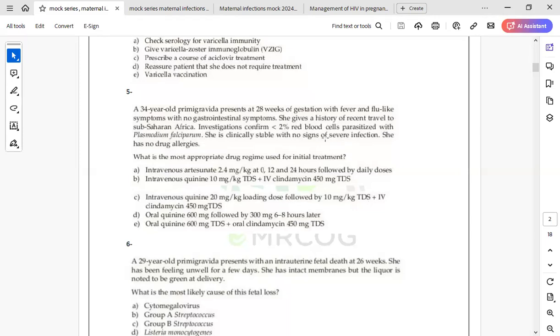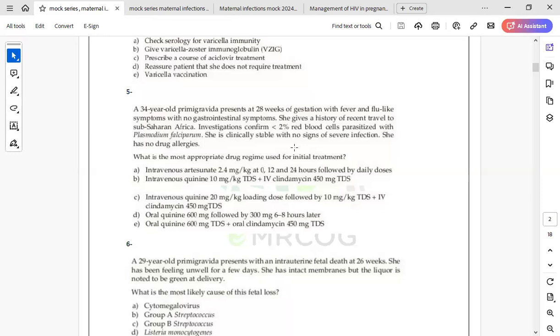Forget that they already have told you. I want you to tell me from her symptoms, this is mild. Okay. How do you make up your mind about this being mild malaria? Okay, you all are talking about investigations, which is less than 2% parasitemia. Yes, this is true, but also from the symptoms.